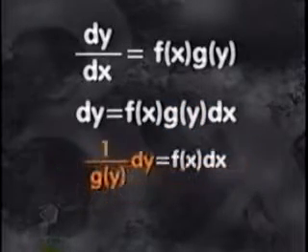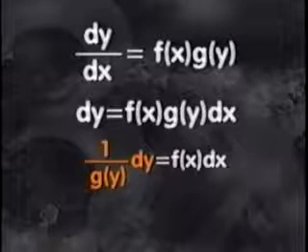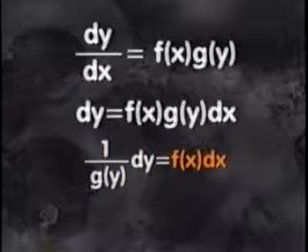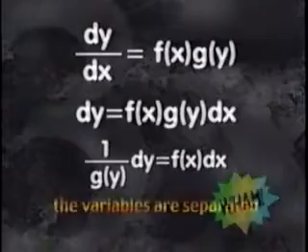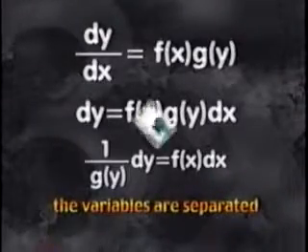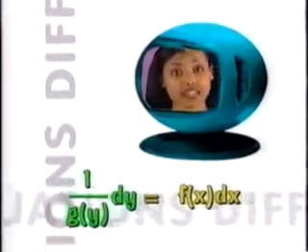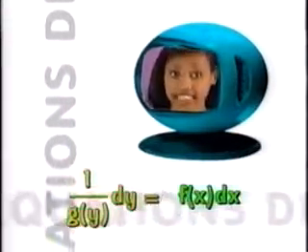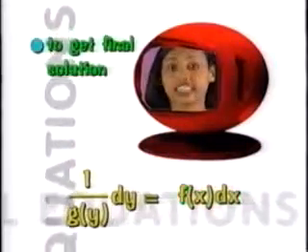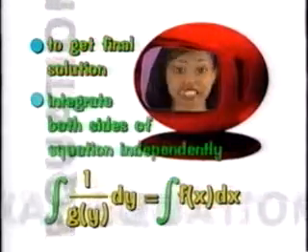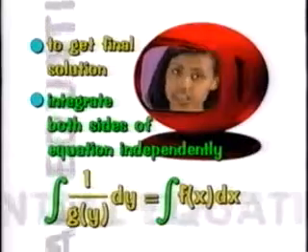This gives us 1 over g of y dy equals f of x dx, and wham! The variables are separated. We say the variables are separated because, as you can see, all the y's and dy are on one side of the equation, and all the x's and dx are on the other. To get the final solution, we would just integrate both sides of the equation independently.